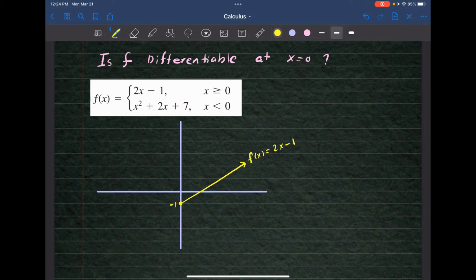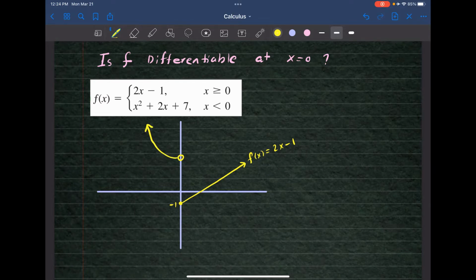Now, when x is less than 0, then we're looking at this function, x squared plus 2x plus 7. Again plug in 0, you get 7. So when x is 0, we get 7. Let's suppose 7 is up here, and it's going to be an open circle because x is strictly less than 0. And it's a parabola, so the parabola will be facing up, something like that.